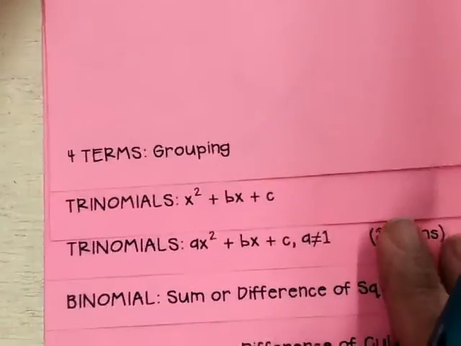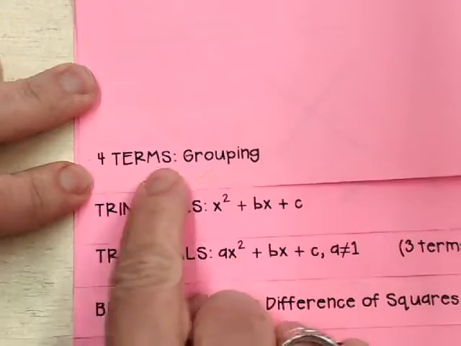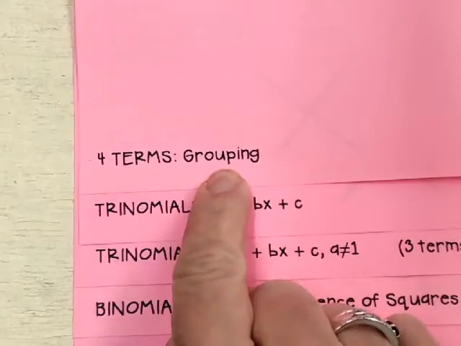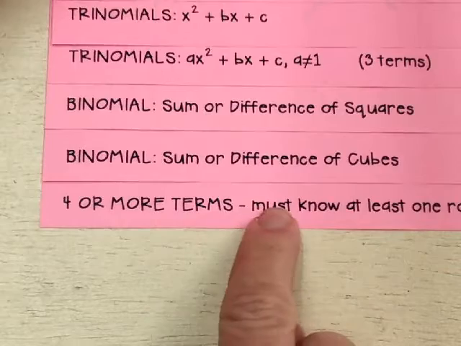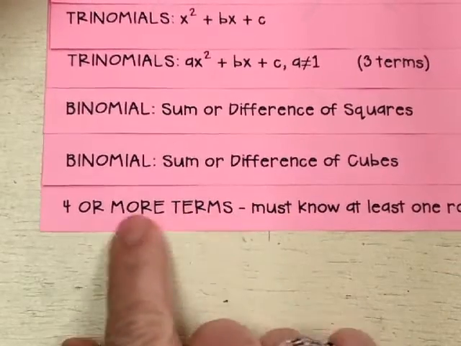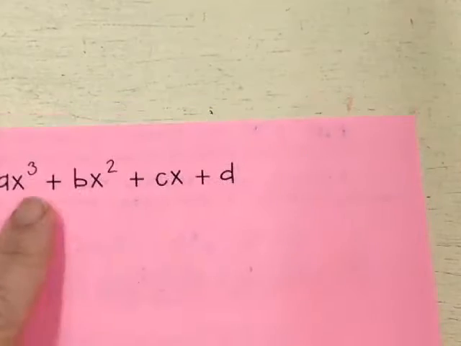Alright, so this is going to be part 2 of our factoring series, and this is your next tab, and that's the 4 terms where you can group. We've got 2 different things with the 4 terms. The bottom one says 4 or more, and we'll get into that a little bit later, but the 4 terms where you can group is going to be in the format like this.